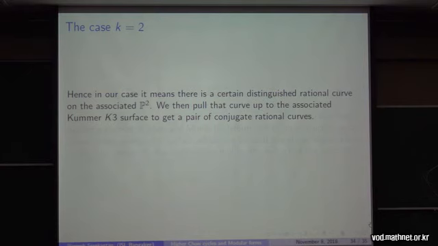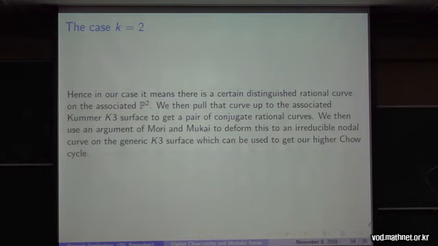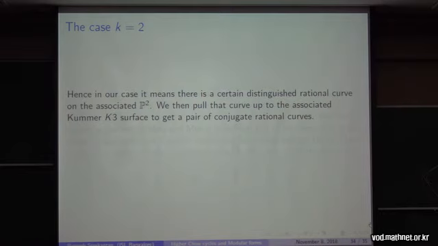When you pull up to the associated Kummer K3 surface, you get a pair of conjugate rational curves. So in some sense, you're dealing with Q(√−D), and you can't really distinguish between minus square root of D and plus square root of D. So there should be two objects whenever you have one. You get conjugate things, and their sum is something rational. That fact is represented by the two conjugate rational curves whose sum is the class of something which is rational in some ways.